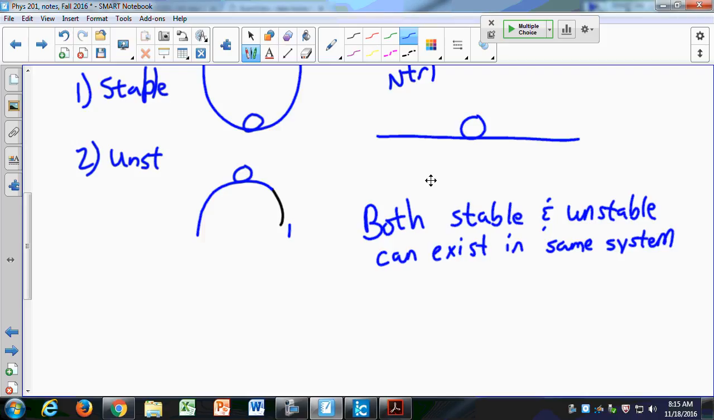A good example, I can't draw this, but a good example is a saddle. Because you know a saddle, you have this type of shape in one axis, and then you have this type of shape in the other axis. So it's stable in one direction, but unstable in another direction.